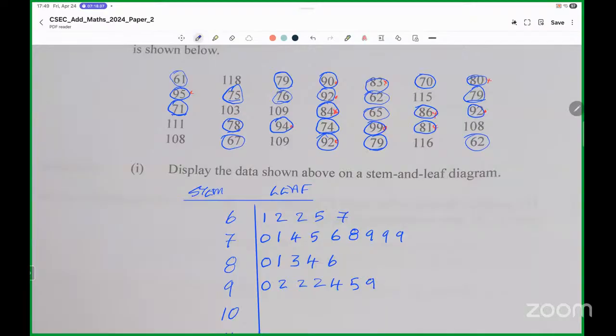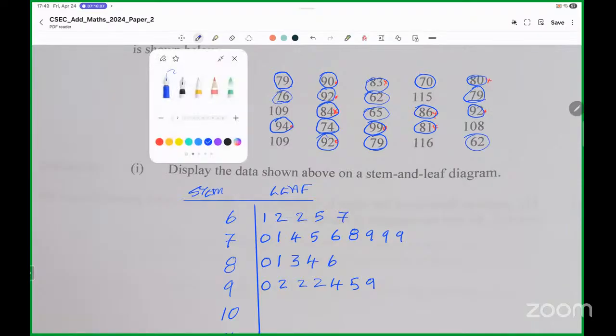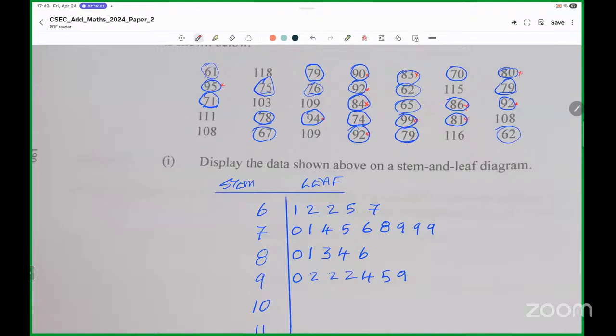No worries. All right, so now we're going for the tens now. 1 0. All right, so 1.